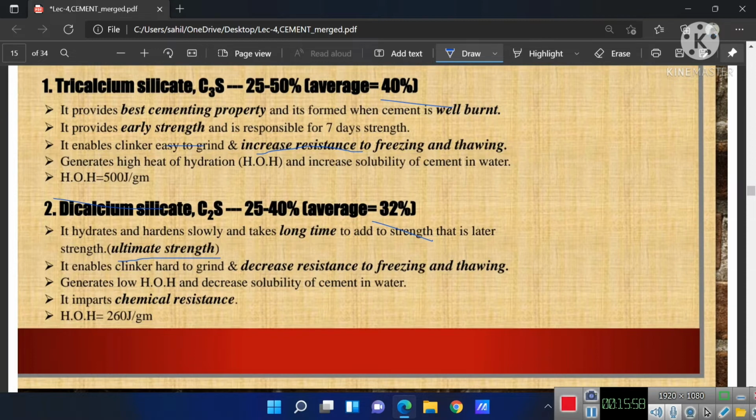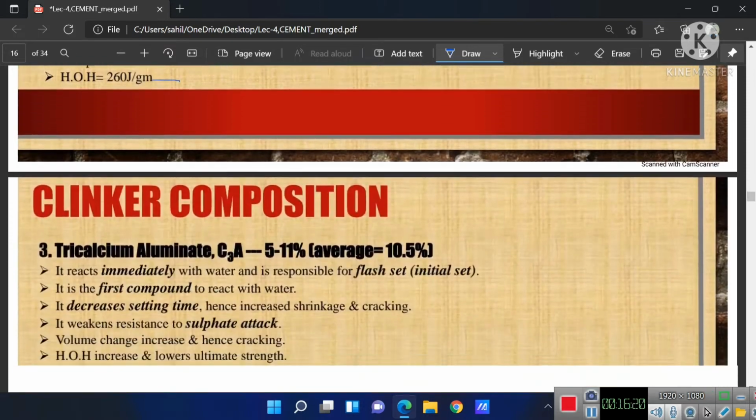So here is a basic difference. In the case of tricalcium silicate, high heat of hydration is generated, and in the case of dicalcium silicate, low heat of hydration is generated and it decreases solubility of cement in water. It imparts chemical resistance, and its heat of hydration is 260 joule per gram.